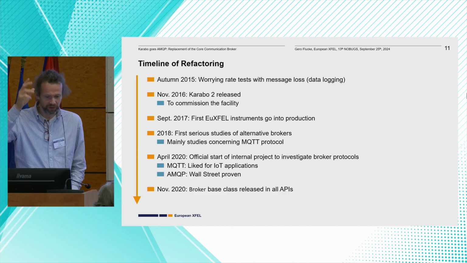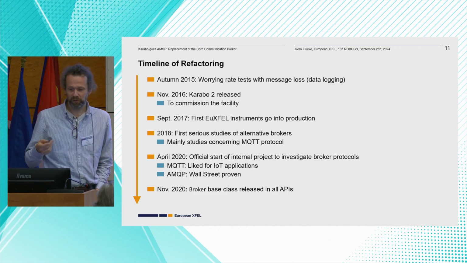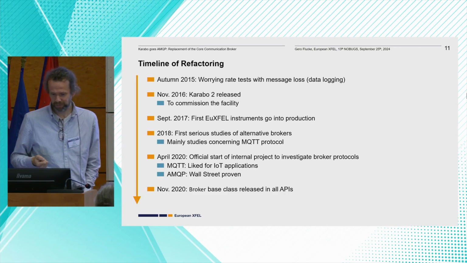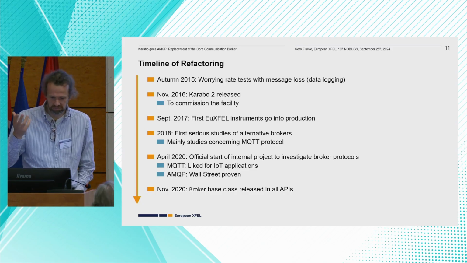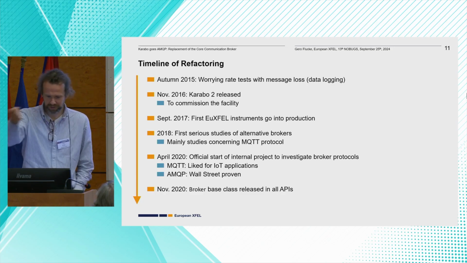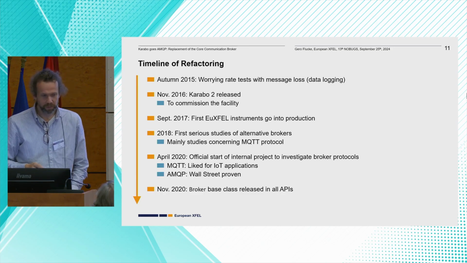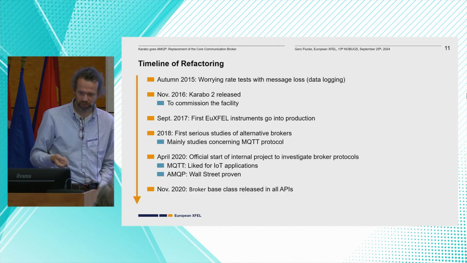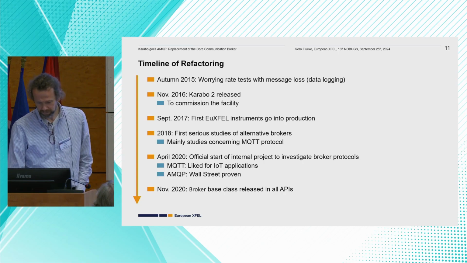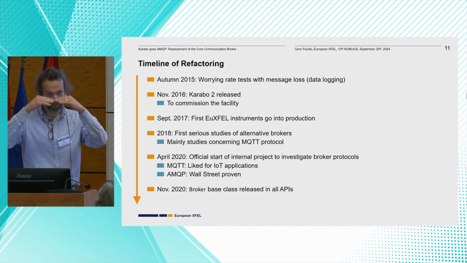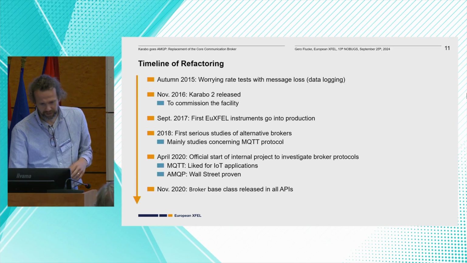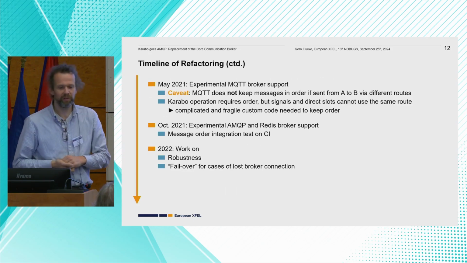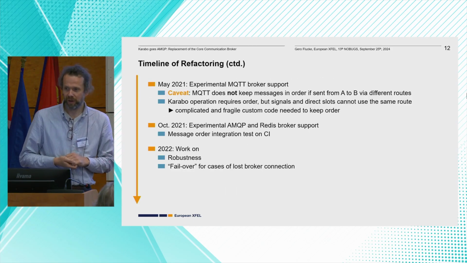But it took another 2 years before the official start of an internal project to investigate protocols. MQTT, as I said, was liked a lot in IoT applications, which were in principle similar: computers talk to each other. AMQP, as a Wall Street proven protocol, was the other one. Soon after, we had at least introduced our base class in all the APIs. Then we worked on it, and in May 21, we had the experimental broker support.